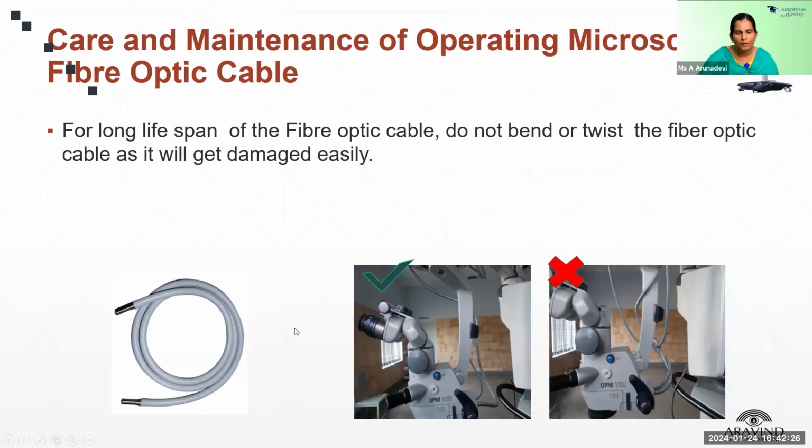Care and maintenance of fiber optic cable. It is one of the major and expensive components of the microscope. To have a longer life of a fiber optic cable, we have to ensure that it is not twisted or bent. If it is, it will be damaged easily.